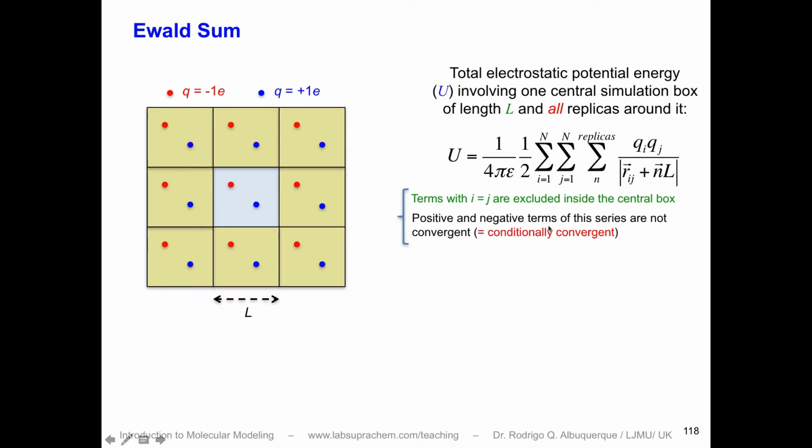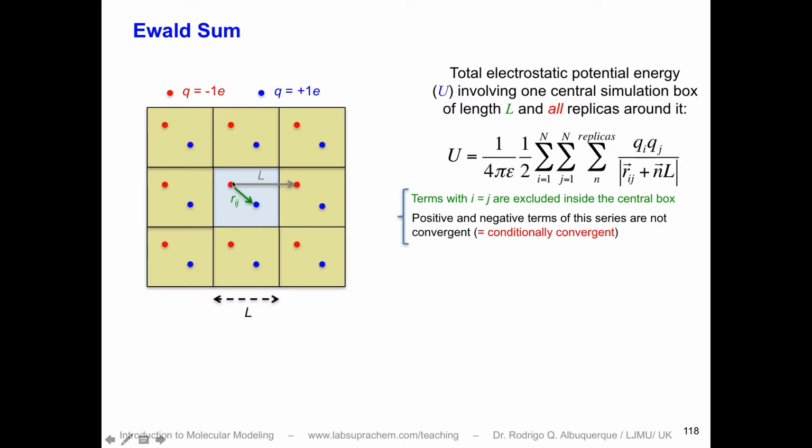Okay, so positive and negative terms of the series are not convergent. They are actually conditionally convergent, which means convergence can be achieved depending on the order that you add up the terms. This r_ij, the distance from one particle to the other, is shown here, in this expression. Now you have this distance from here to here. I'm showing a vector, but actually you can put here the distance, which is L.